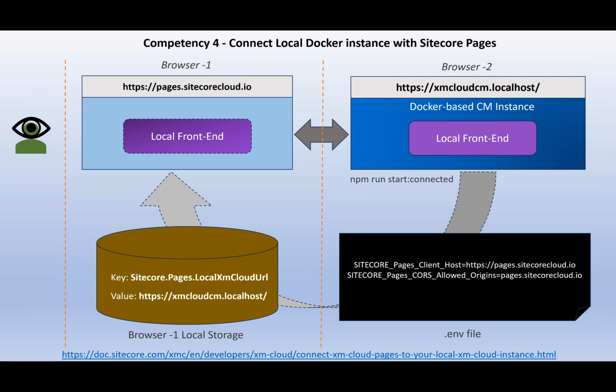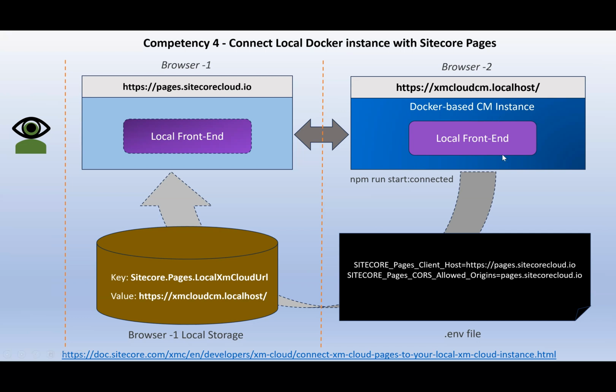Then in the second browser, you have to connect to your local instance, and that env file should have these environment variables, and they should point to the pages URL on the pages site. Remember that this is a standard URL, pages.sitecorecloud.io, which will point to your instance of Sitecore Cloud. But this could be anything different, right? If you change your env file and have something else, probably you need to be aware of that.